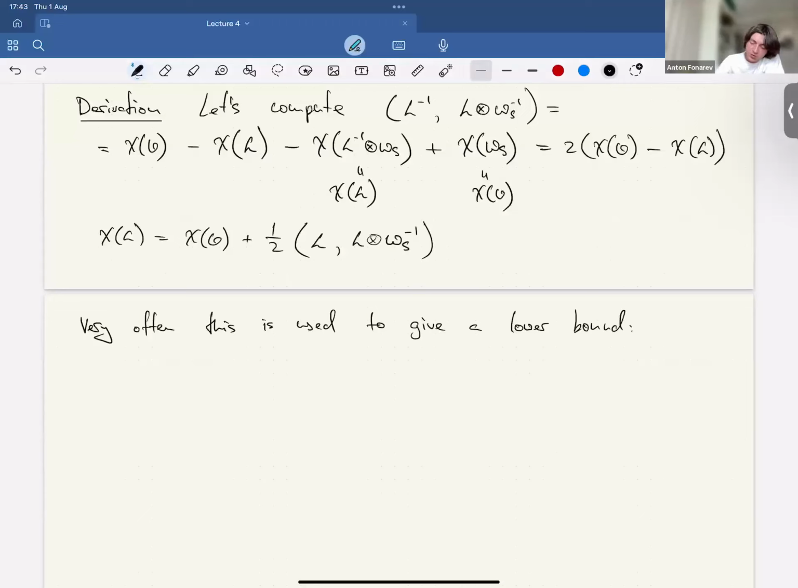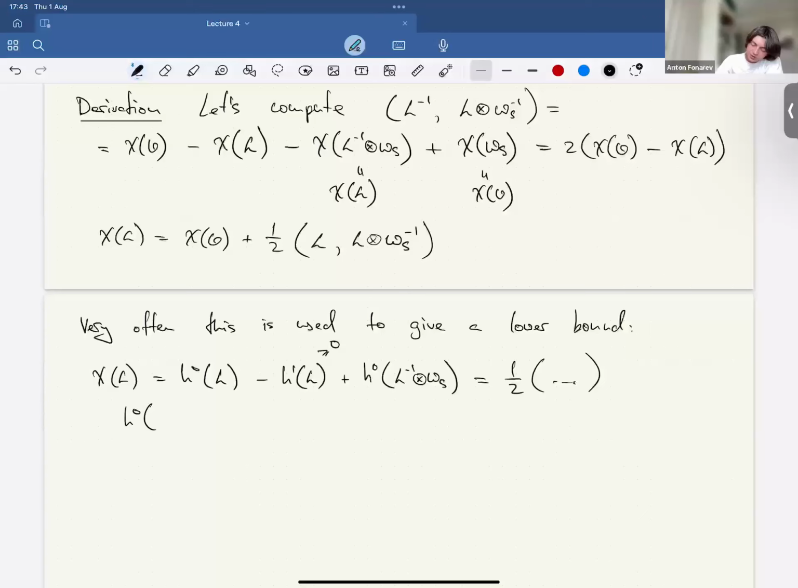So namely, you can always rewrite chi of L as H0 of L minus H1 of L plus H2 of L, and remark that this is greater or equal than 0. But H2 of L is the same as H0 of L inverse tensor omega S, and this equals 1/2 of blah. And now you see that you get an inequality: H0 of L plus H0 of L inverse tensor omega S is greater or equal than something.